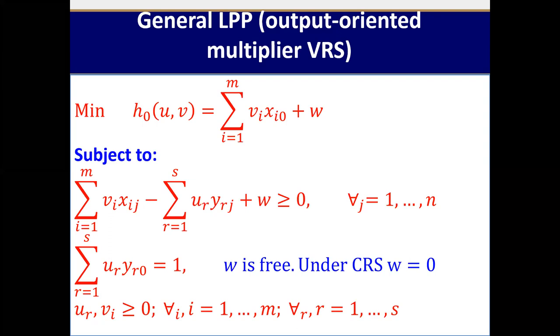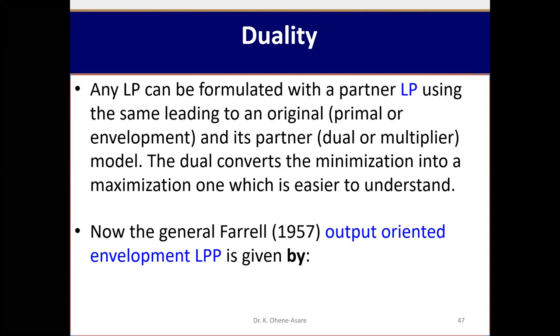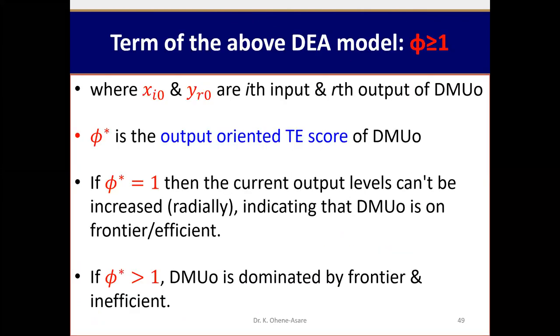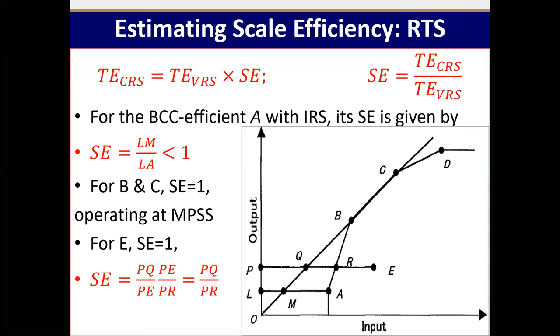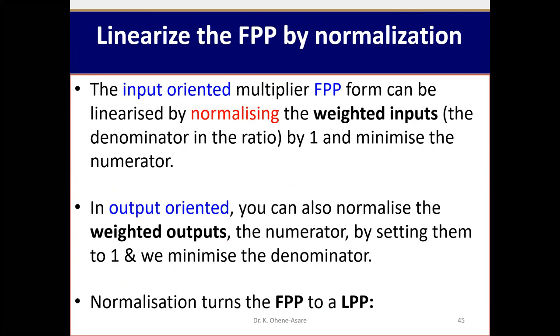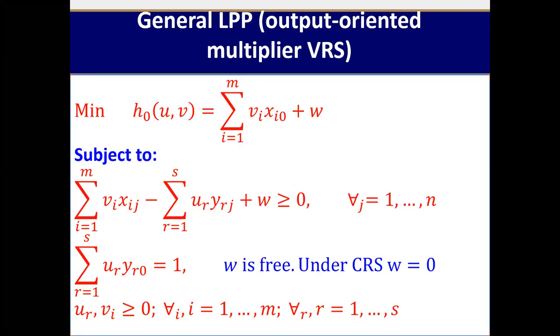This whole thing is called the multiplier model. The next time, we are going to learn how to move from the multiplier model into a duality concept. We shall look at the envelopment model, which will set the stage for us to be using the envelopment model throughout. Because in real life situations, the multiplier model that we've just shown here is not used too much. It's not too much applied and it's not too much understood. For those of you who have done linear programming properly, you will know that there's something we call duality. Any primal model will have its dual, and any dual will have its primal.